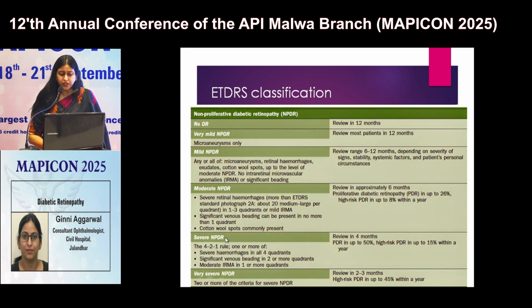Then there is severe NPDR, where we follow the 4-2-1 rule. When there are severe hemorrhages in all 4 quadrants, venous beading in 2 quadrants, and moderate IRMA. Now IRMA is intraretinal microvascular anomalies. These are the shunt vessels which develop because of the hypoxia of the retina, from the arterioles to the venules. These patients sometimes require surgical management, and they require very close follow-ups ranging from 3 to 4 months.